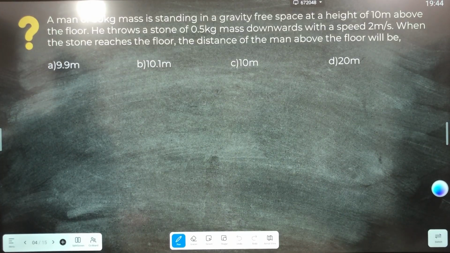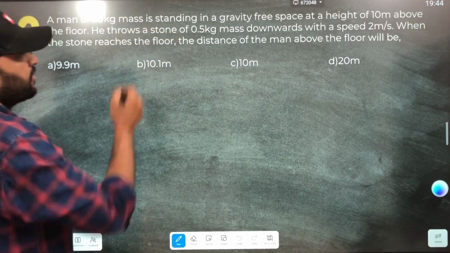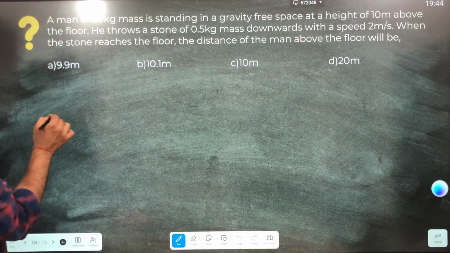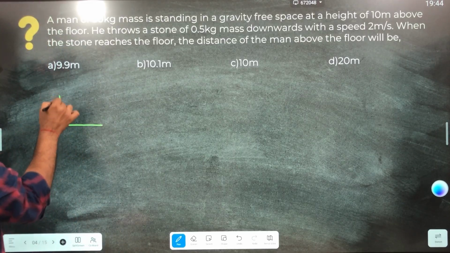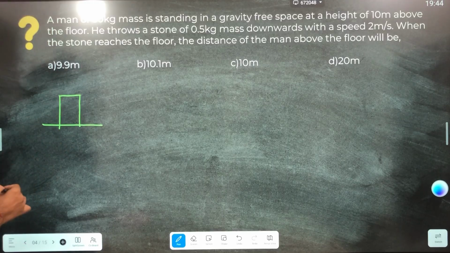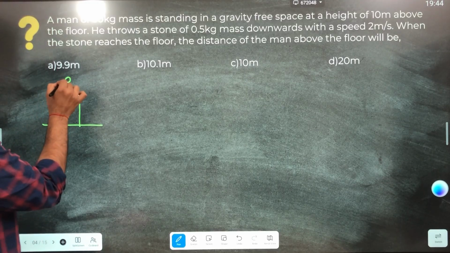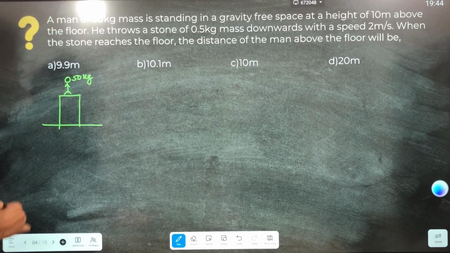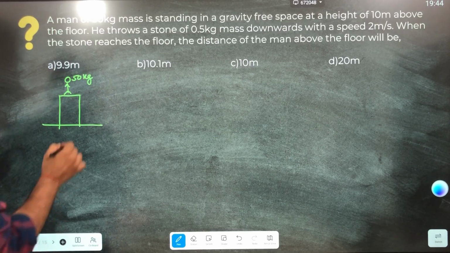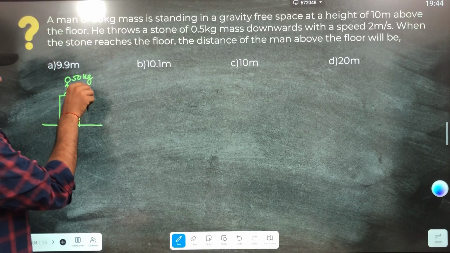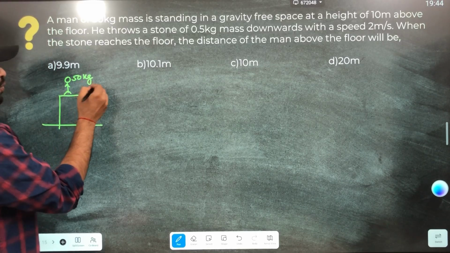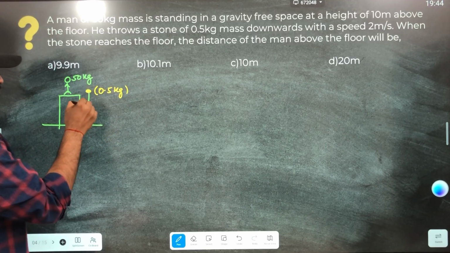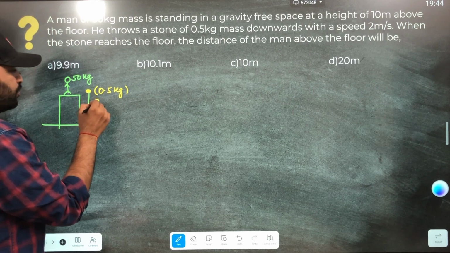Great. Our next problem says a man of 50 kg mass is standing in a gravity-free space. So there is no acceleration here, at a height of 10 meter above the floor. So let's assume that this is our floor, and above this floor a person is standing. And this person is of mass 50 kg. Okay, fine. He throws a stone of mass, so let's say this is our stone here, and this stone is of 0.5 kg. He is throwing it downward with a speed of 2 meter per second.